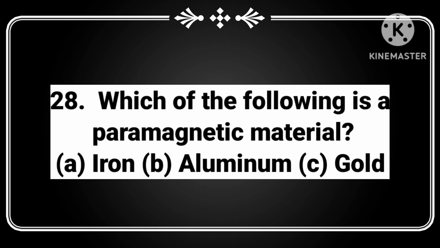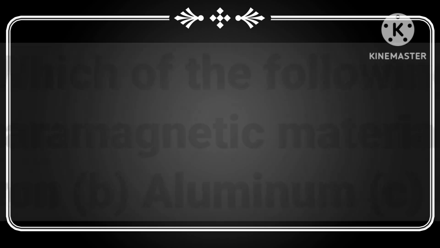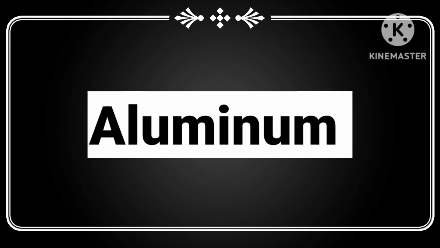Which of the following is a paramagnetic material? Options: iron, aluminum, gold. And the correct answer is aluminum.